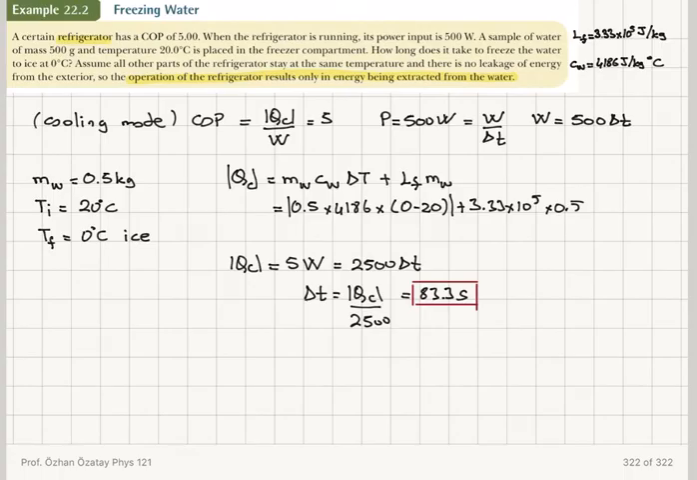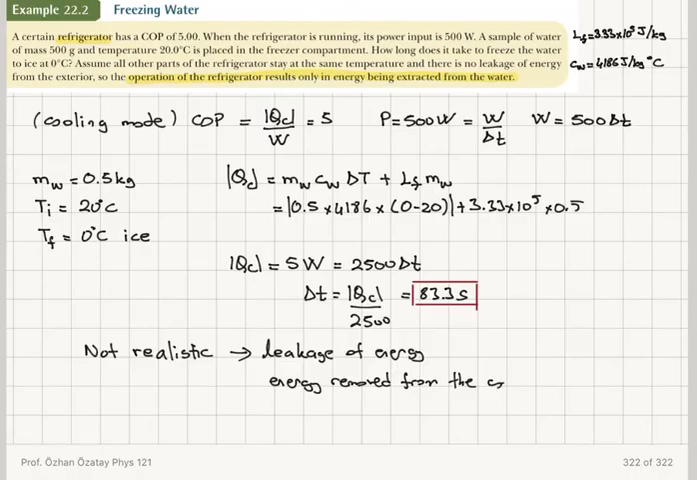Now, practically it will take longer due to leakage of energy and energy removed from the container as well. So this is not realistic. Why is it not realistic? Because there is leakage of energy from the exterior. There is energy removed from the container and other parts of the refrigerator, etc. So we have good reasons to believe that this number is not very reliable.